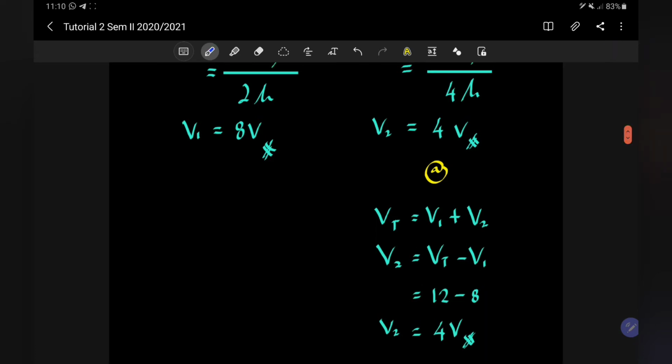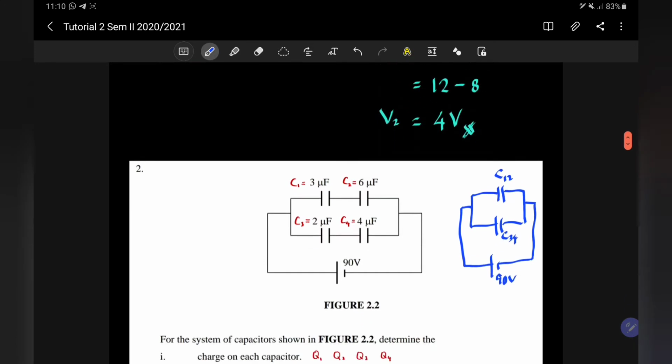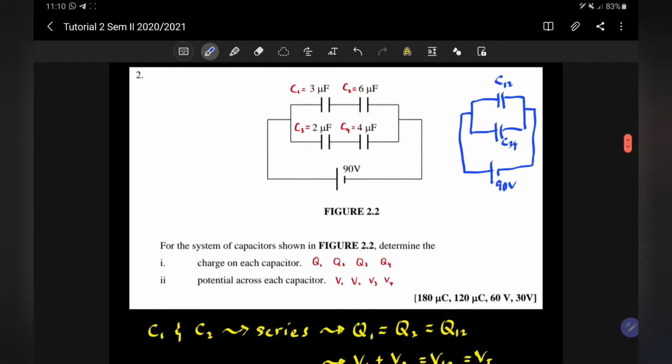Okay, let's continue with the next question, number 2. For the system of capacitors shown in figure 2.2, determine the charge on each capacitor and the potential across each capacitor. So how many capacitors do we have? 1, 2, 3, 4. For a question like this, to make it easy, we need to label each capacitor using C1, C2, C3 and C4, so it is easy for us to calculate the values later. So this is my C1, C2, C3 and C4.